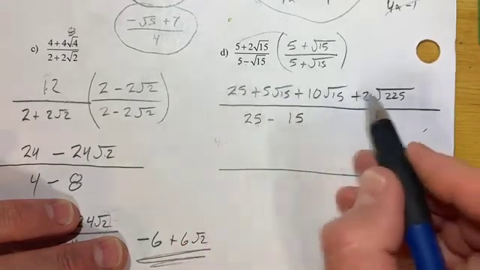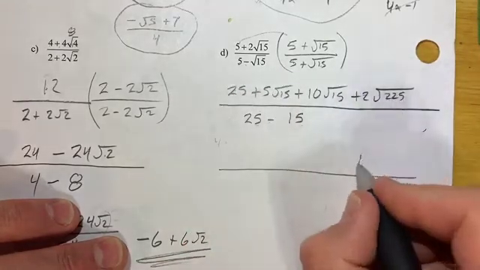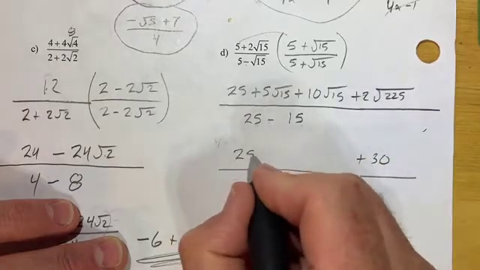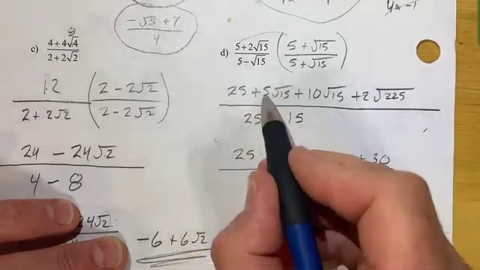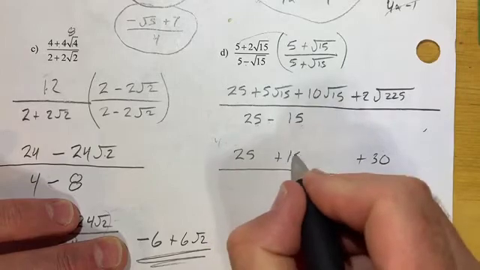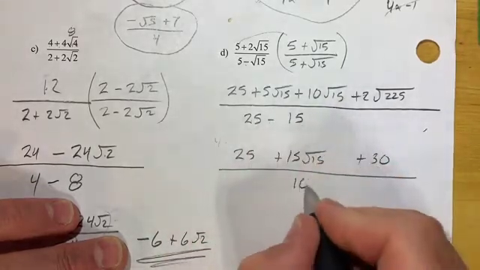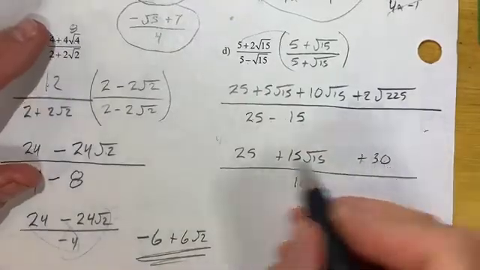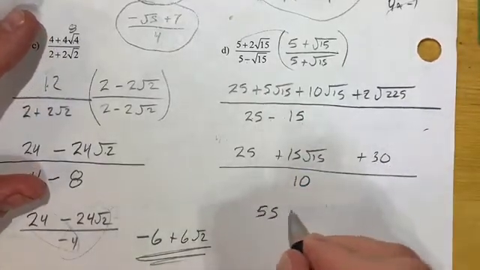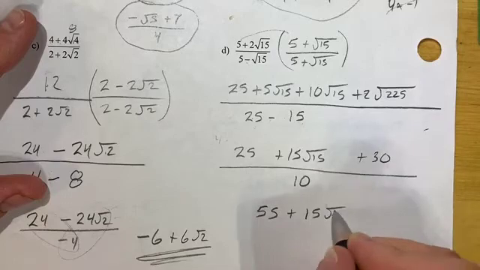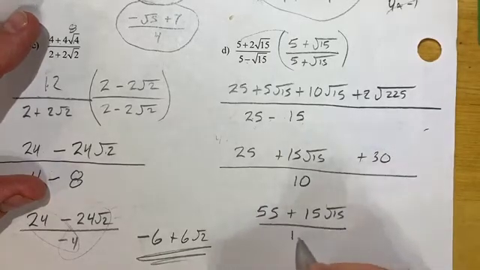This is 25. This is 2 times 15. This is 30. I know that's going to become 55. What do I got? 5 and 10. I got 15 root 15s. And the whole thing is over 25 minus 10. Okay, so what do we got? 55 plus 15 root 15, all divided by 10.